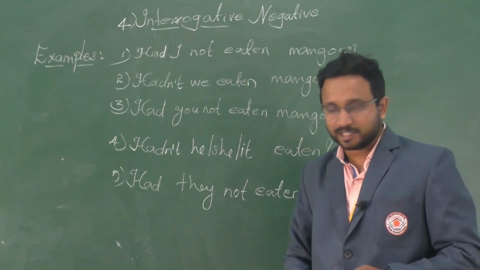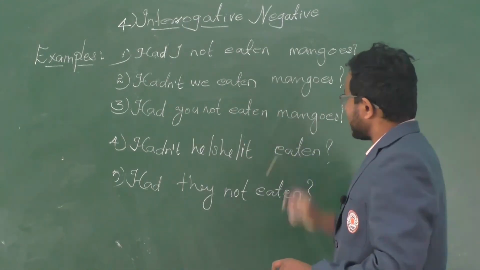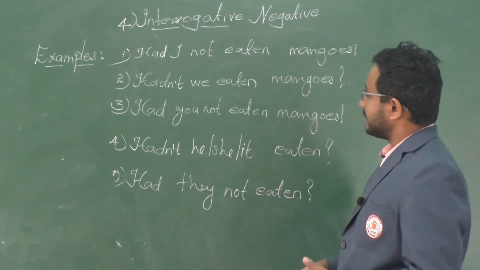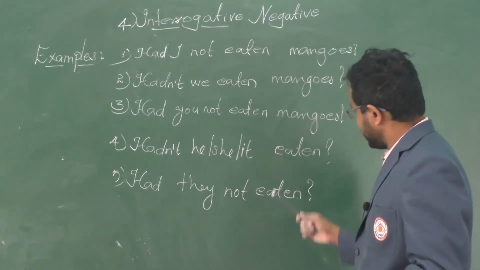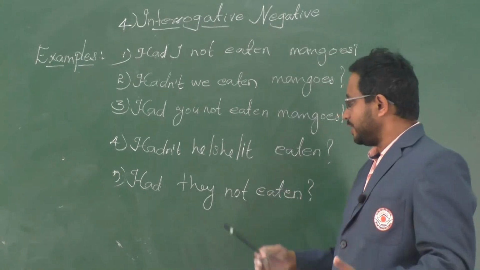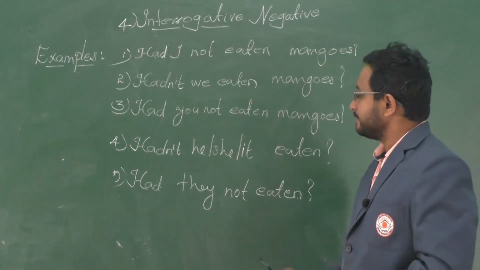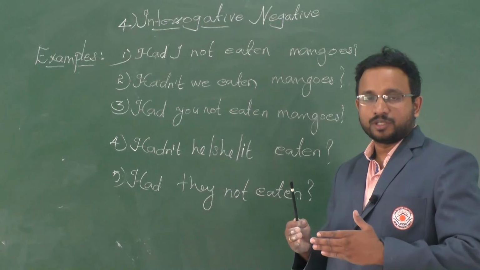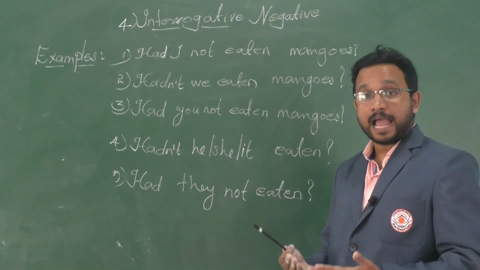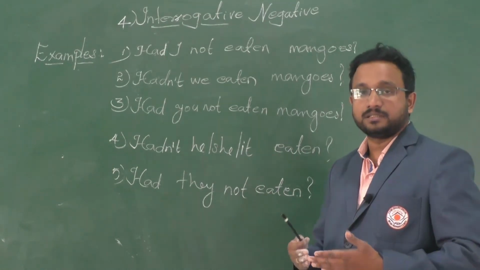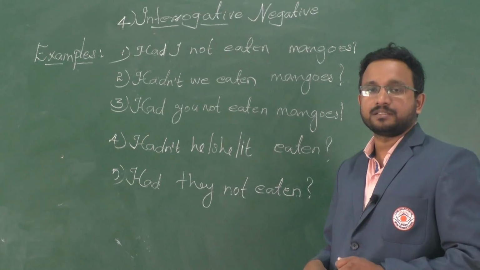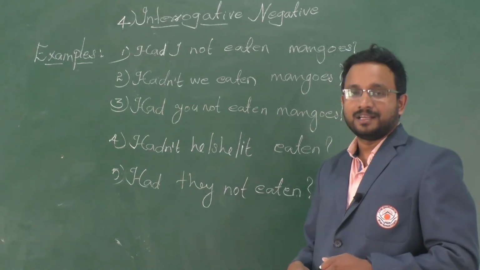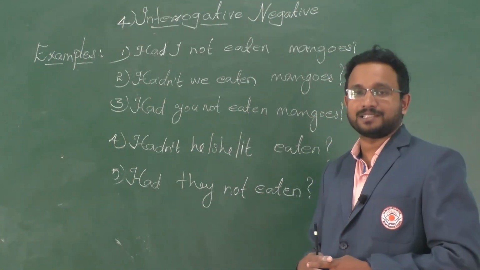They are negative questions. So, hadn't we eaten mangoes? Had you not eaten mangoes? Or hadn't you? Hadn't we? Hadn't he or she or it eaten? Had he or she or it not eaten? Yes, had they not eaten or hadn't they eaten? Either way you can use hadn't, that is the short form; had they not, that is the original form. Dear students, try to make such negative questions so that you can have better communication capacity.